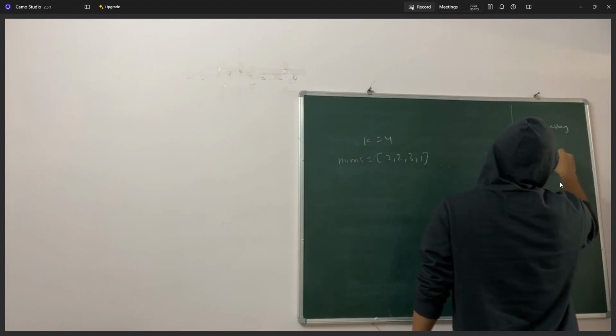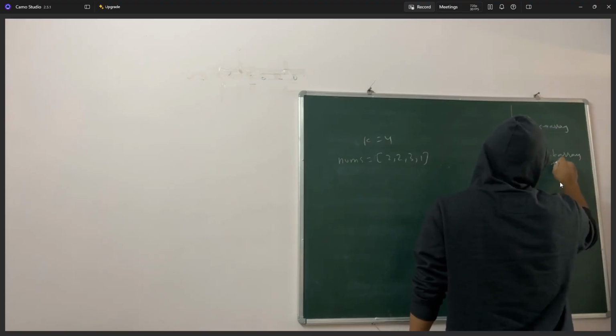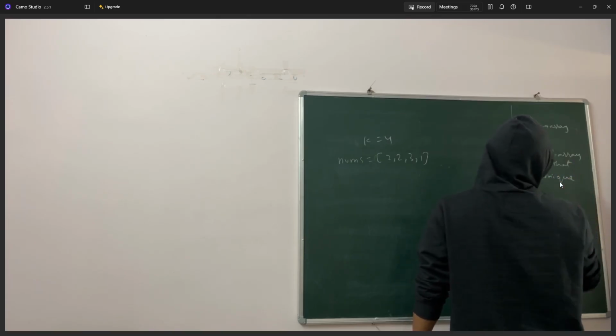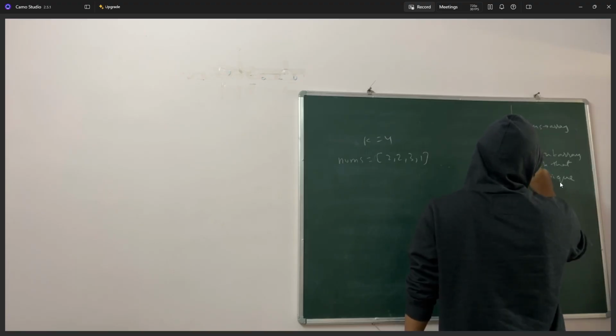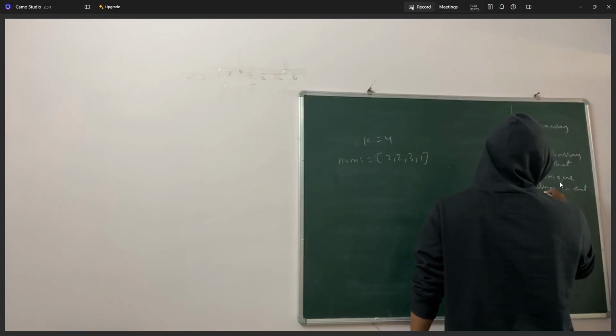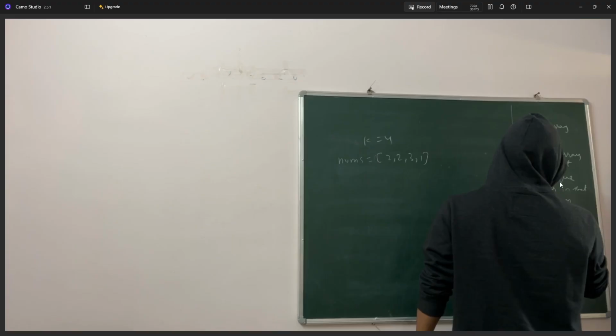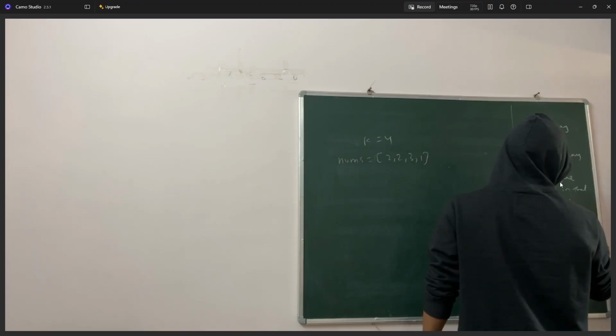such that the sum of all unique values in that subarray should have a value at least k. At least k. So I think you've understood, right?